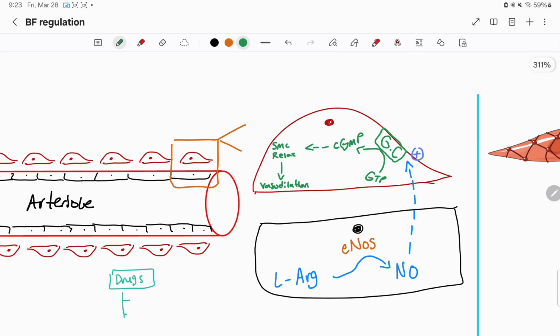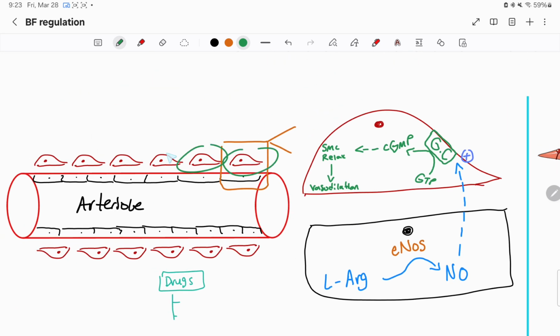Okay? So if enough of these smooth muscle cells start going through relaxation, what ends up happening is there will be a collective increase in the lumen diameter, right? So this diameter would then change, it would increase, and that would be because of vasodilation, which is really caused by these smooth muscle cells all relaxing.